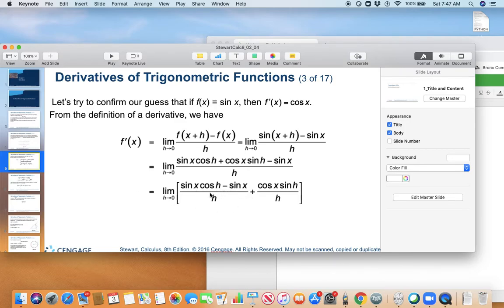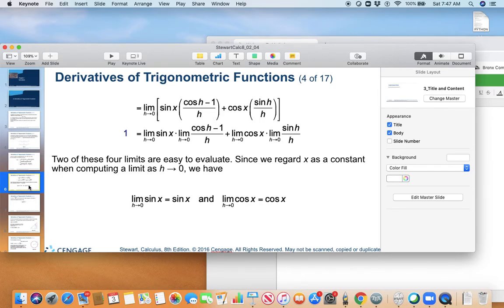Here notice sine x is common. What's left over is cosine h minus 1 over h, plus cosine x times sine h over h. When you take the limit as h approaches 0, this limit is 0 and this limit is 1. So all you're left with is cosine x.